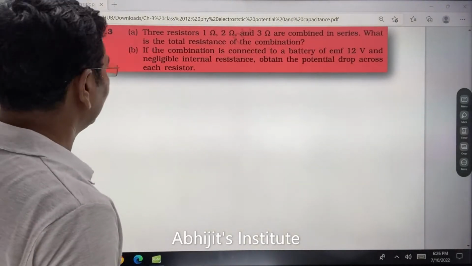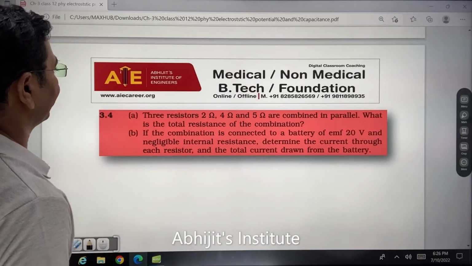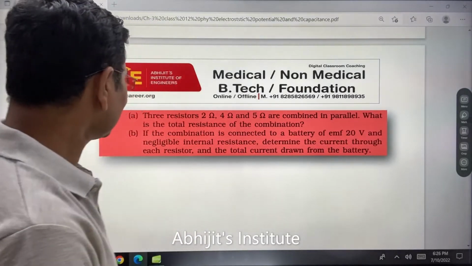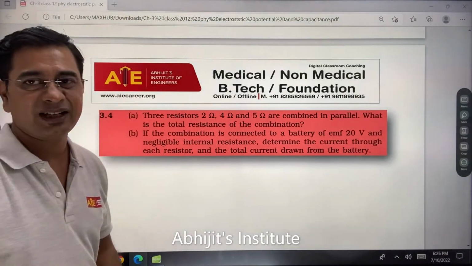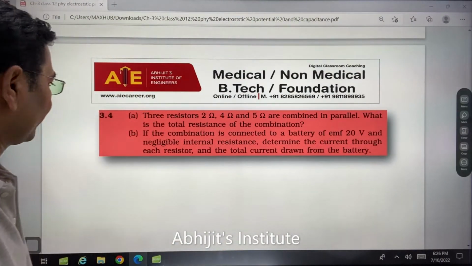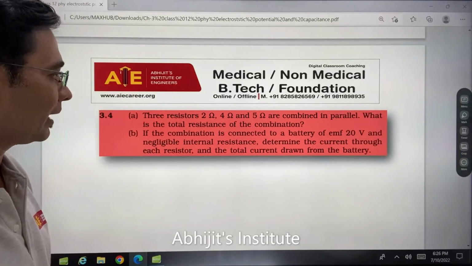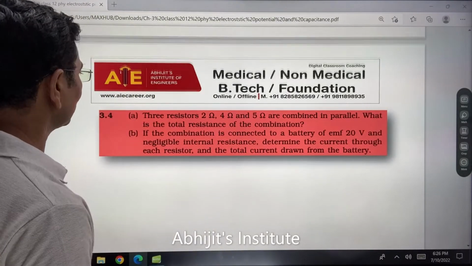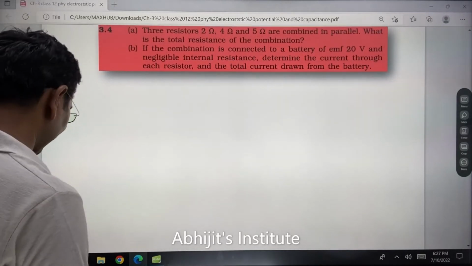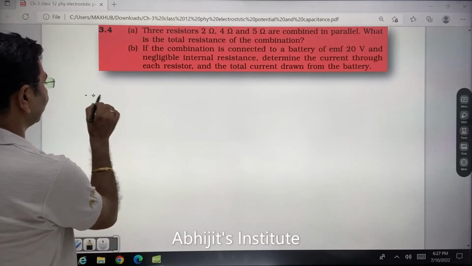Okay, आगे करते हैं. नेक्स्ट कौन सा है ये? 3 resistances 2, 4 and 5 are combined in parallel. What is the total resistance of the combination? So very easy, sir. If the combination is connected to a battery of 20 volt with negligible resistance, determine the current through each resistance and the total current drawn from the battery. So what I have got now is 3 resistances.